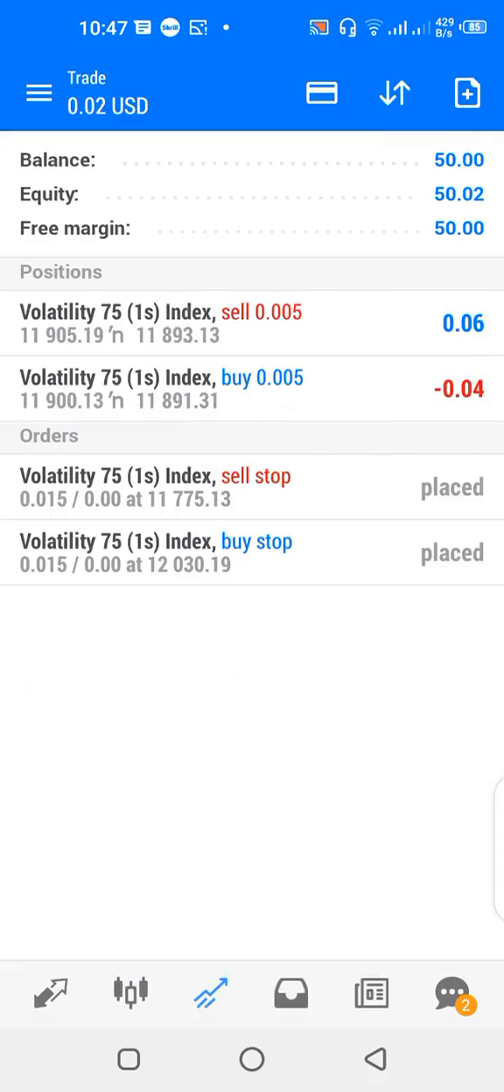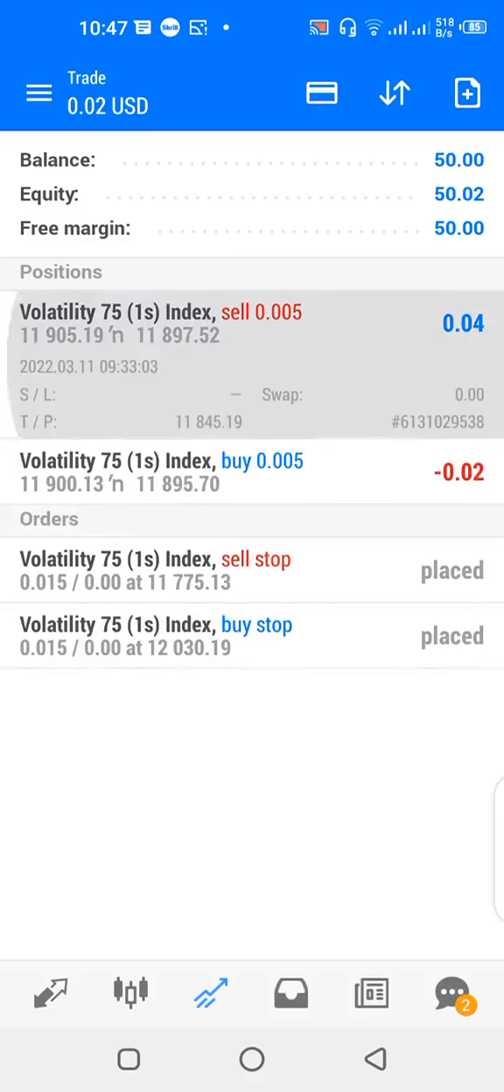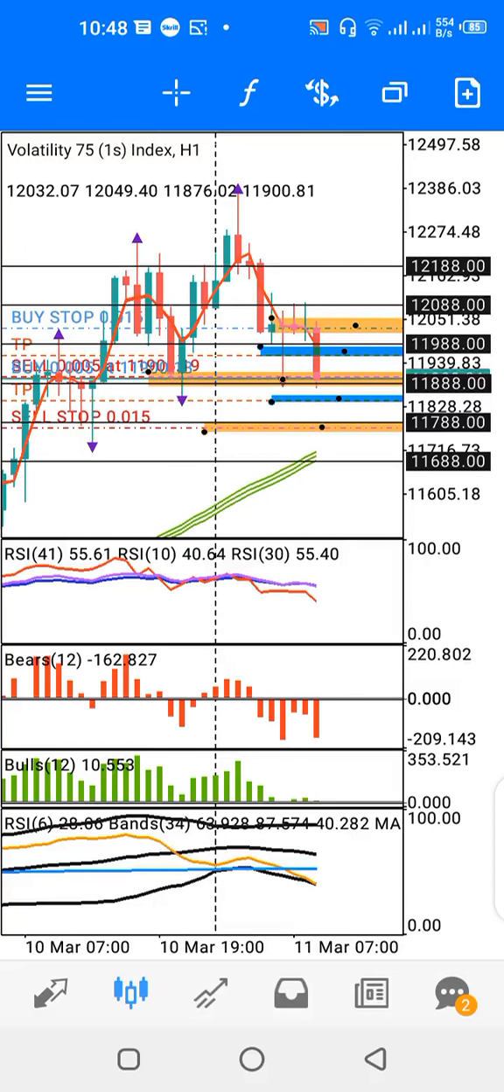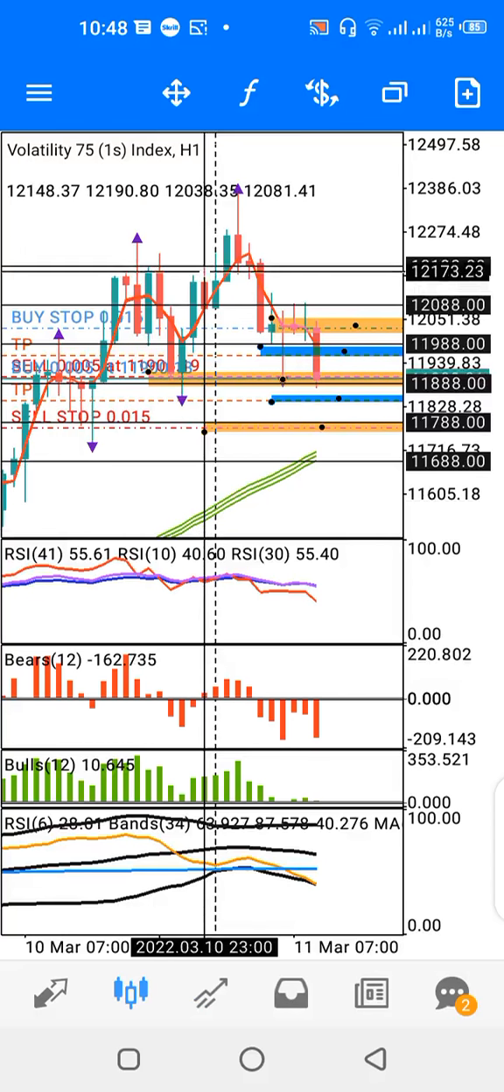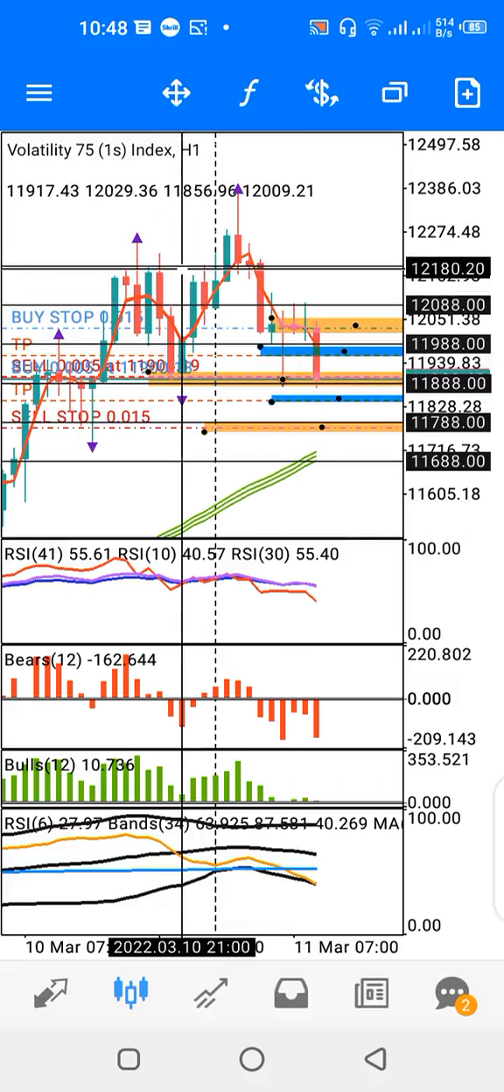So this trade is still going on. Currently, I'm using the ultra evasive Grail Hedge strategy. The ultra evasive Grail Hedge strategy involves you placing the two trades like you have here at the same point. Okay, for V75 1s, preferably you place pending orders around the 88 mark.